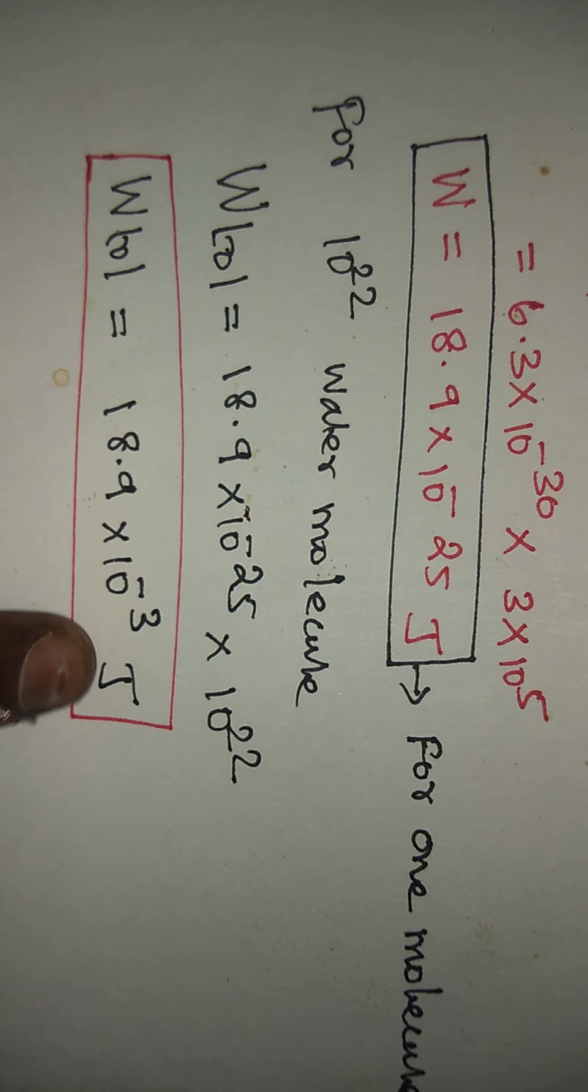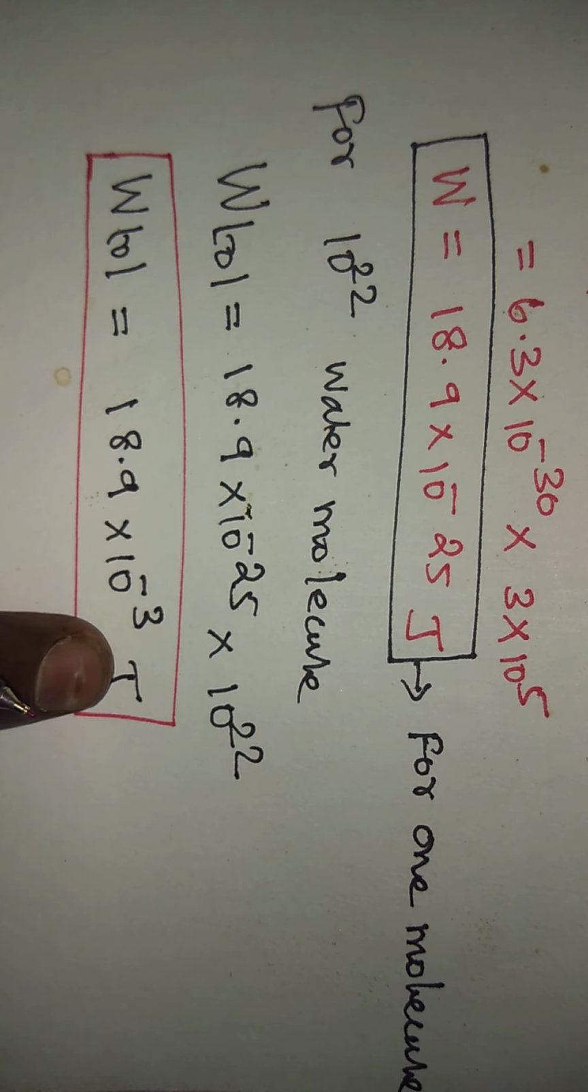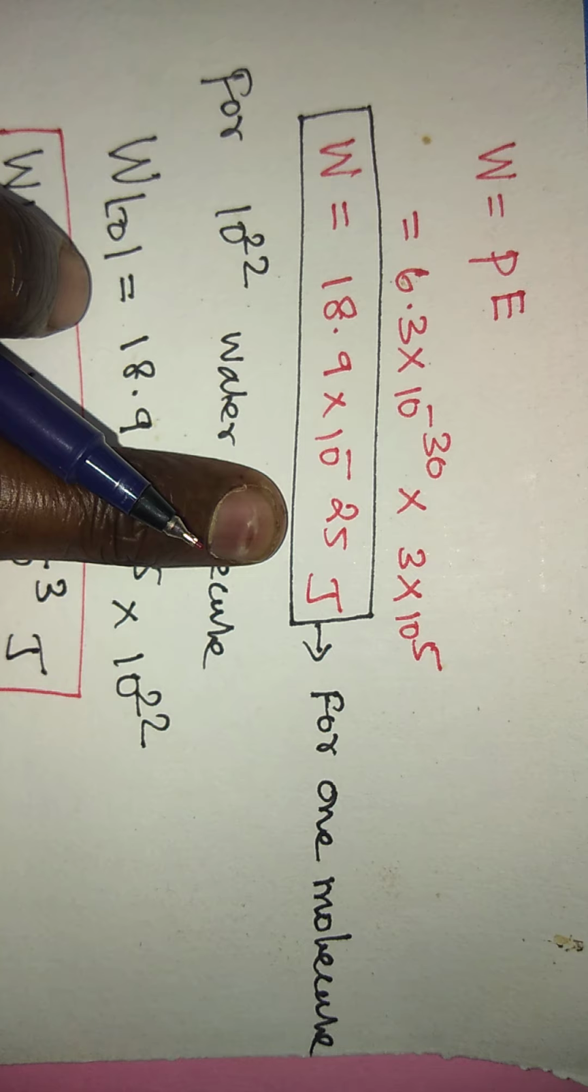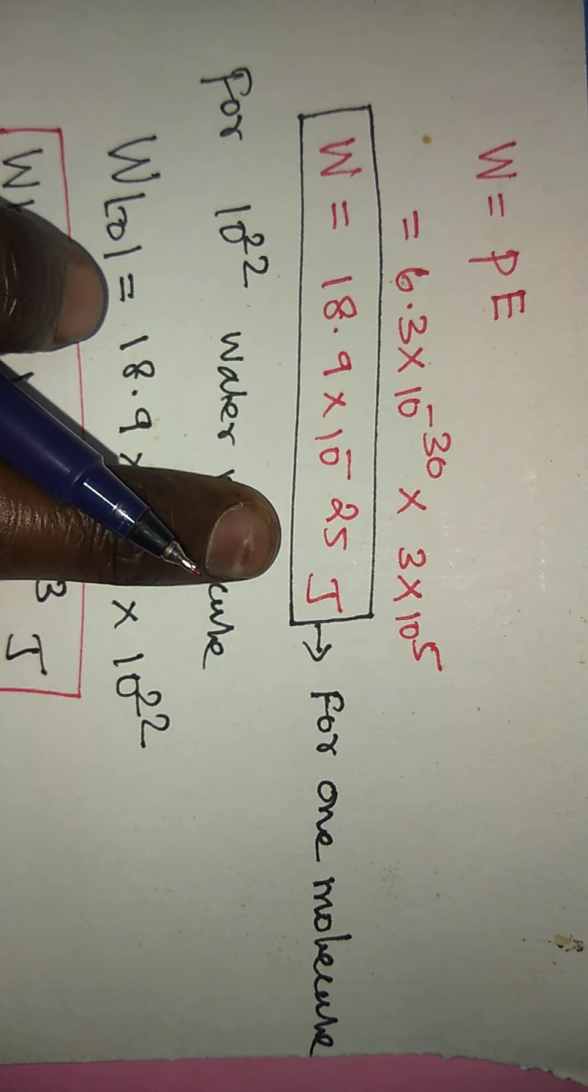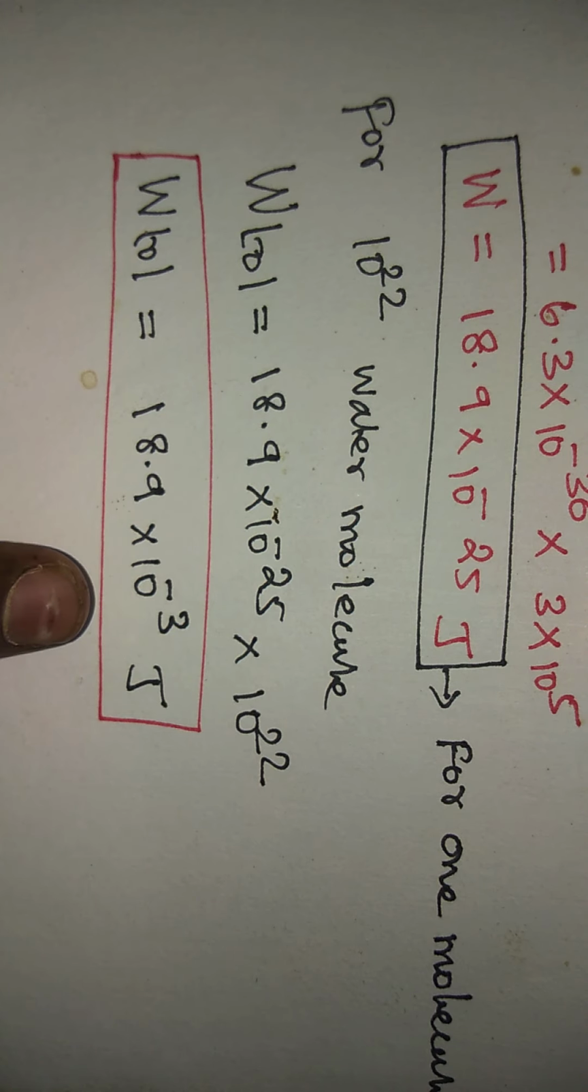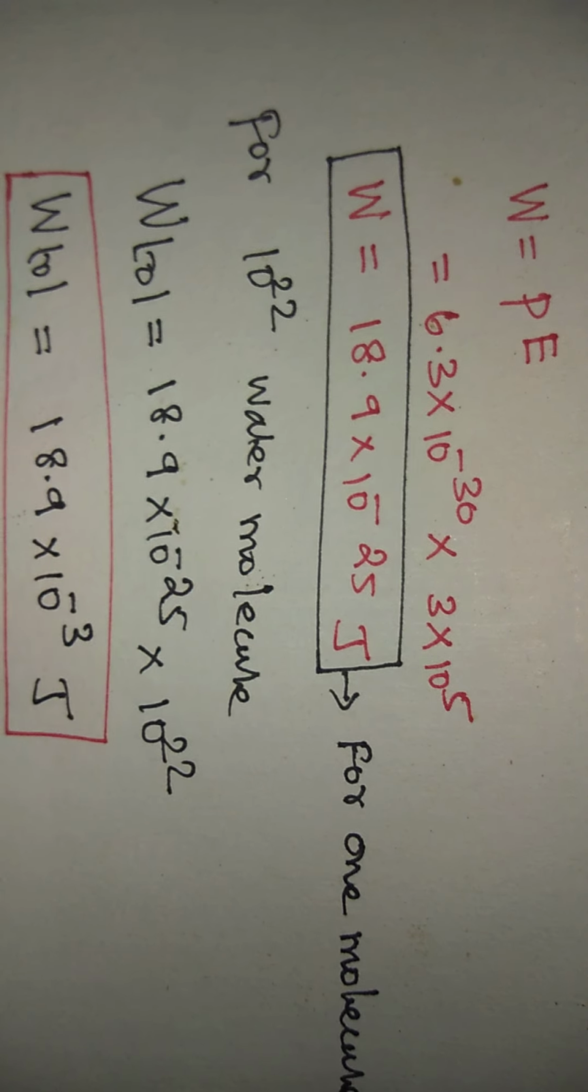This work done is required for all the molecules to rotate from 0 degree to 90 degree. The earlier work done is required for one molecule to rotate from 0 degree to 90 degree. This is a very important problem. You can note it. Thank you.